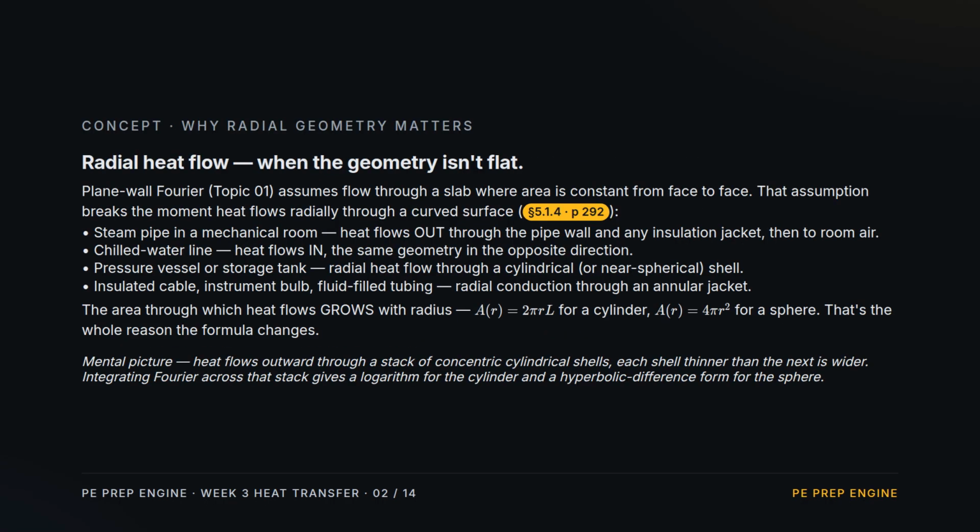Radial heat flow is everywhere: steam pipes, chilled water lines, pressure vessels, insulated cables. The plane wall formula assumed area was constant face-to-face. That breaks once heat flows radially, because area grows with radius. A cylinder of length L has cross-section 2πRL at radius R. A sphere, 4πR². That growing area changes the formula.